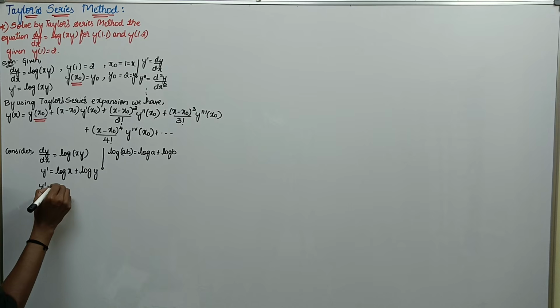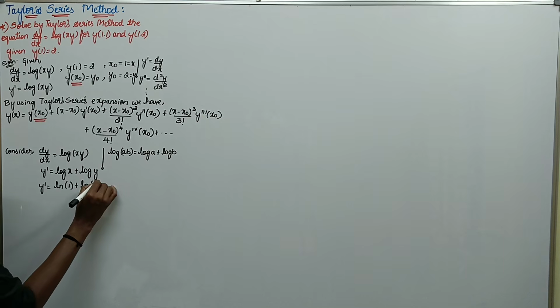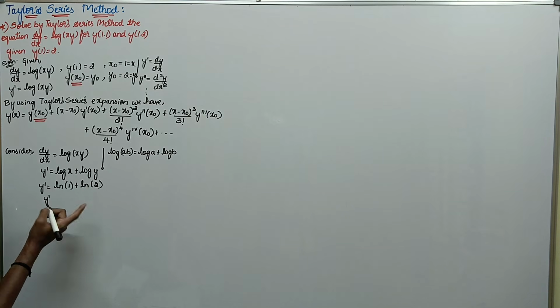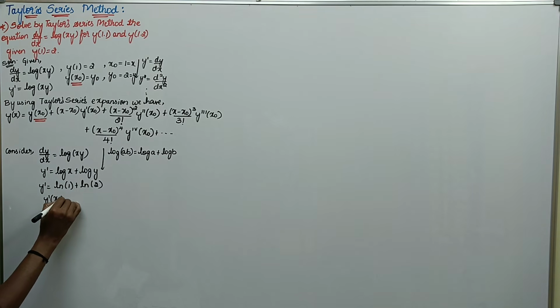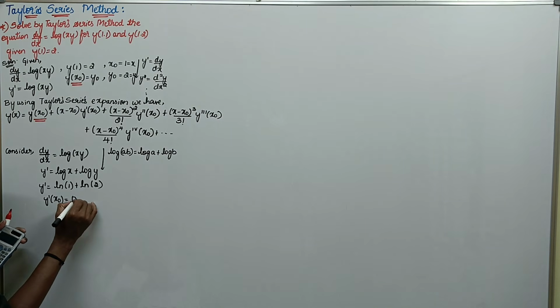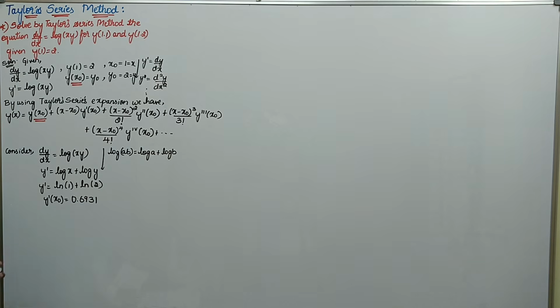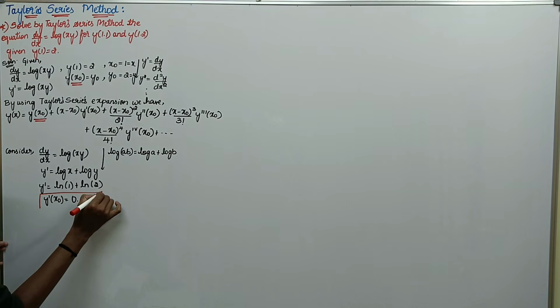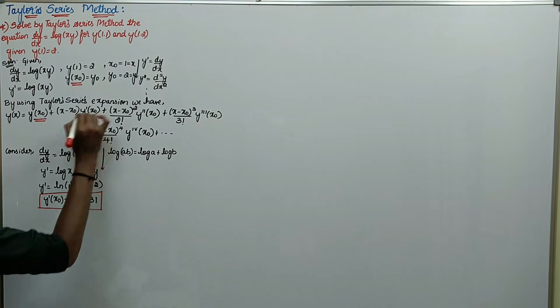Now while simplifying in the calculator, log will be replaced with ln: ln 1 plus ln 2. Y dash of x naught, since it is represented as x naught, y dash of x naught is equal to ln 1. What is ln 1? Ln 1 plus ln 2. Ln 2. You get 0.6931. This is the value of y dash of x naught. See, we have found y dash of x naught.